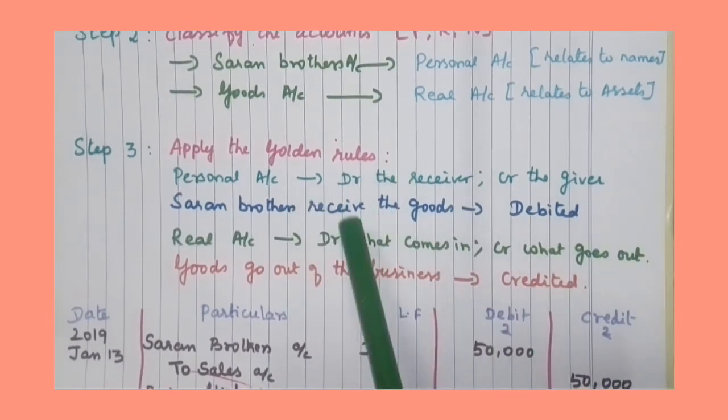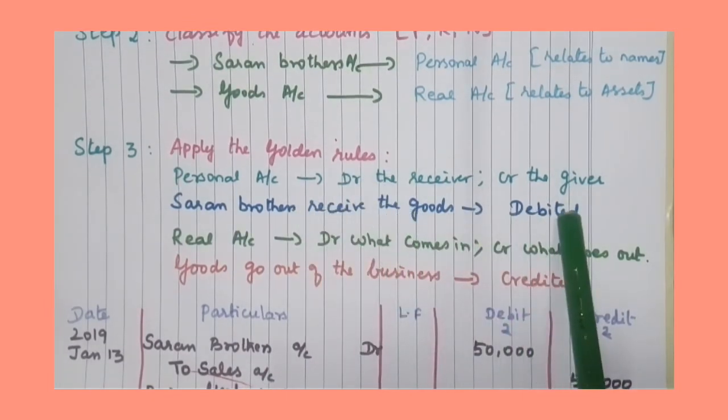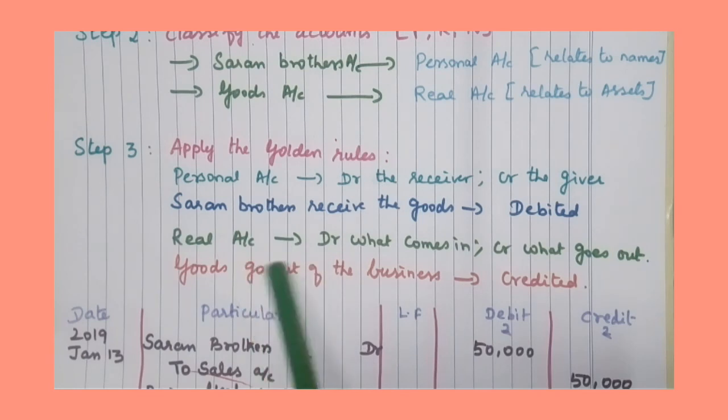Okay, so we have decided Saran Brothers is a receiver of the goods, he has to be debited. I have told you where to start writing the debit: we have to start from next to the date column. Saran Brothers account, and at the end you have to write DR for debit. Okay, next, the other aspect should be credited. We have already identified what it is. Goods go out of the business, so it should be credited.